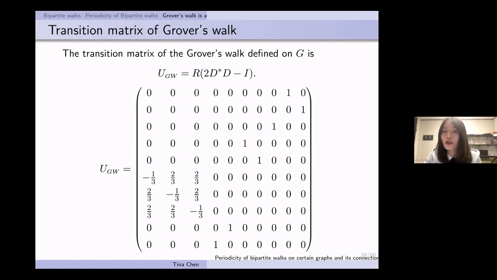And the transition matrix of the Grover's walk defined over graph G will be the product of this arc reversal matrix and 2 D star D minus the identity. And this will be the transition matrix of the Grover's walk of the directed graph I keep showing you guys.